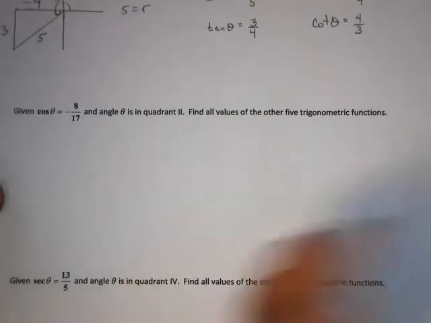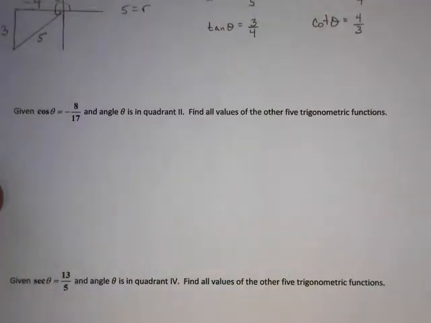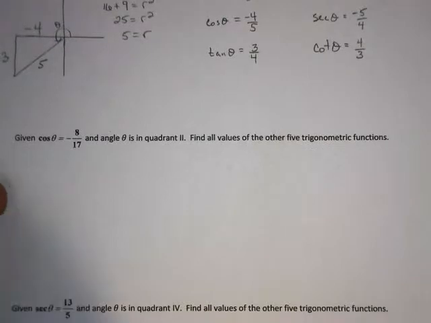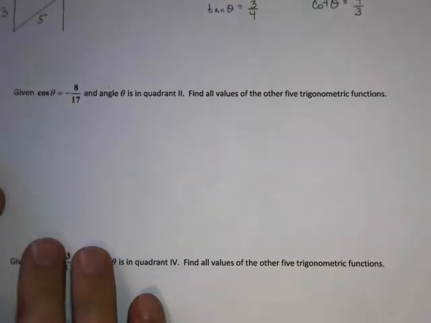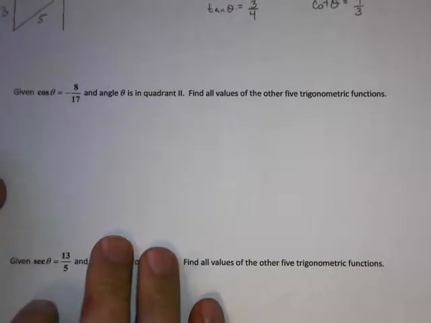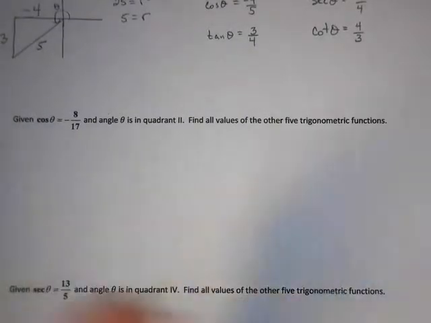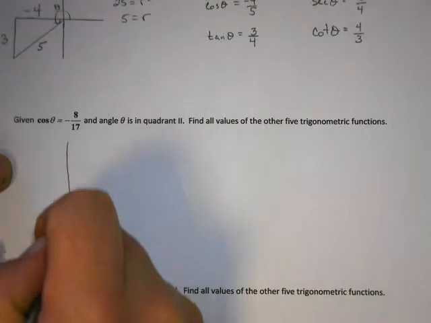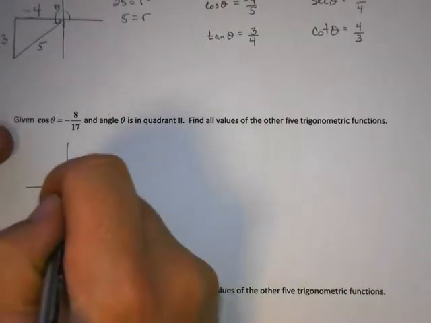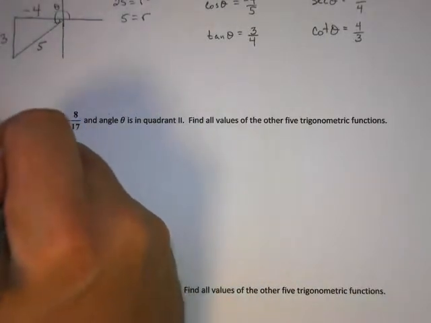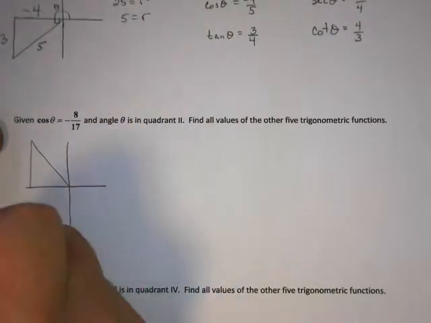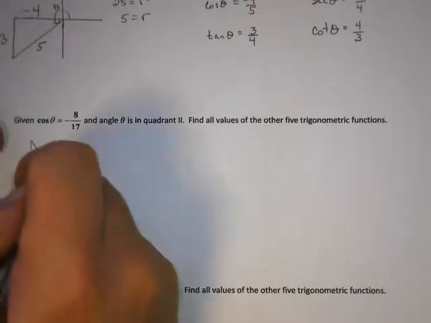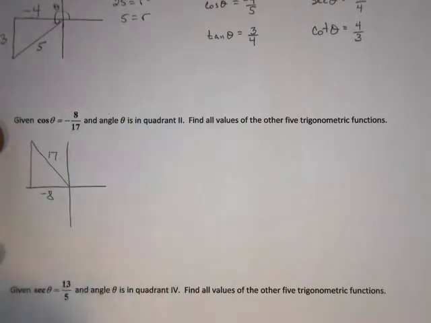So depending on which way, if you like identities or you like drawing your diagrams, your triangles, I'm going to do just 2 more examples. This one I'm going to use, I'll do a picture with this one. So we're in quadrant 2. Back, so that's going to be negative 8. Hypotenuse always positive.